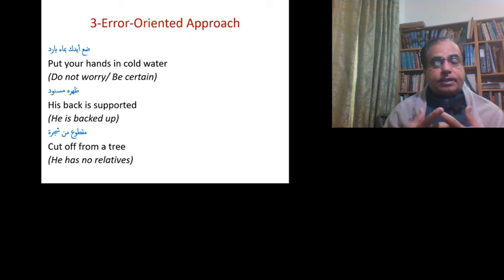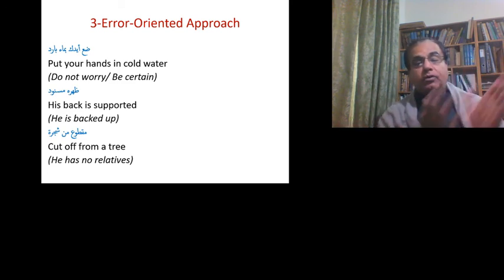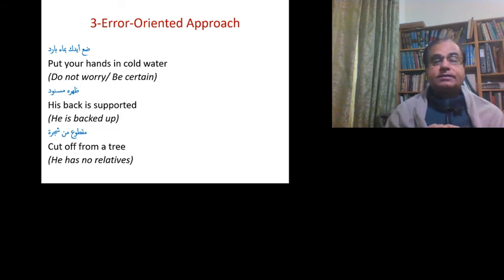We can take maybe all three examples we have discussed earlier, but I have included these examples here for the understanding of the error. For example, da aydiyaka bima in barid, put your hands in your cold water. If we see the first translation, put your hands in cold water, we find that there is nothing wrong as far as linguistic conventions are concerned, because the translator is very faithful in translating da, put, aidiyaka, your hands, bima, b is in and ma is water, and barid is cold water. But perhaps the translator does not have sufficient knowledge of the source text, what it means and how to transfer it into the target text, and has made this error. Whereas the meaning is, of course, the second line, which is don't worry, or be certain, or relax.